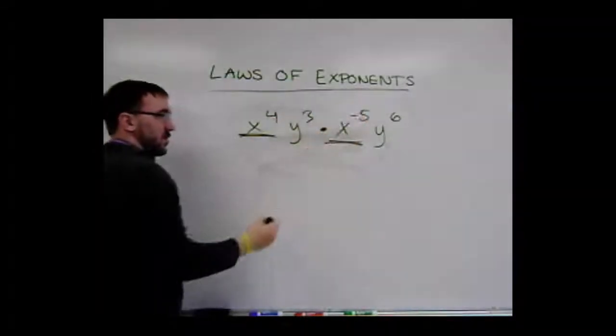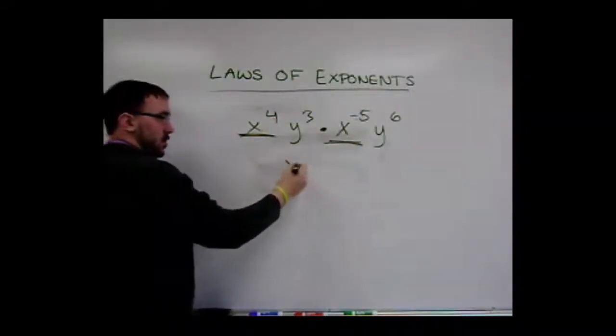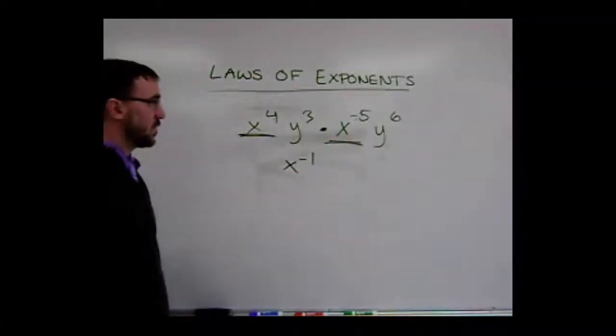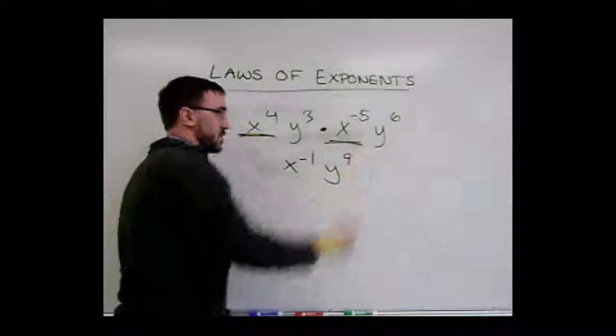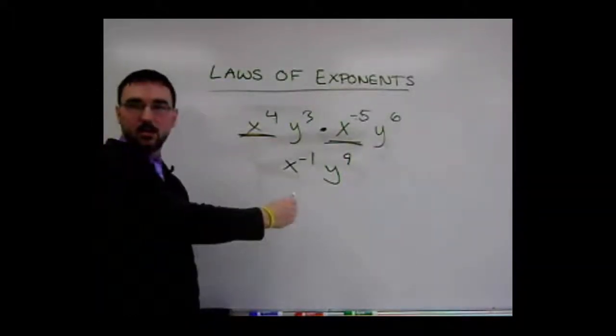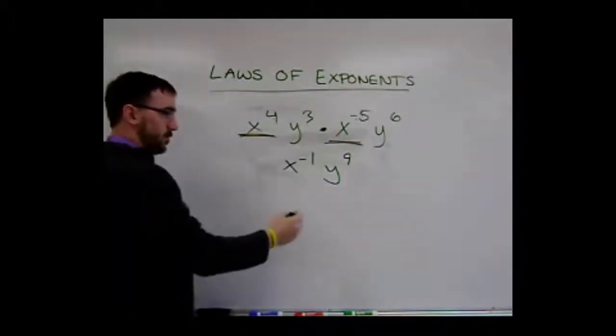4 plus negative 5, negative 1. x to the negative 1. Okay, and then y to the 9th, because 3 plus 6 is 9. So you would drop... No, you drop the x down.